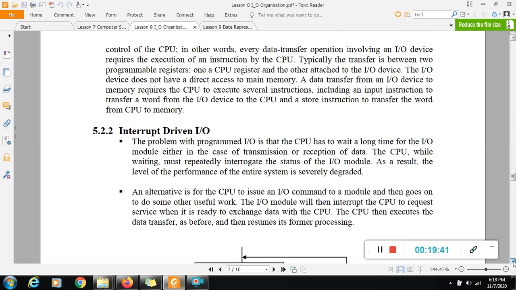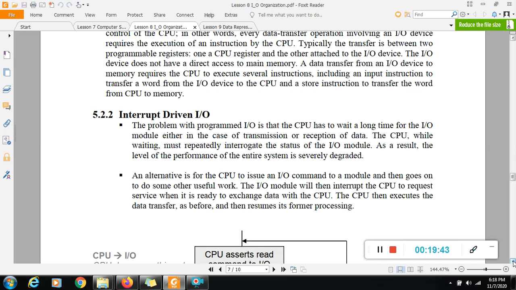Now, interrupt-driven I/O. The problem with programmed I/O is that the CPU has to wait a long time for the I/O module, either in the case of transmission or reception of data. The CPU, while waiting, must repeatedly interrogate the status of the I/O module, as you have seen in that diagram. As a result, the level of performance of the entire system is severely degraded. So what is the alternative?